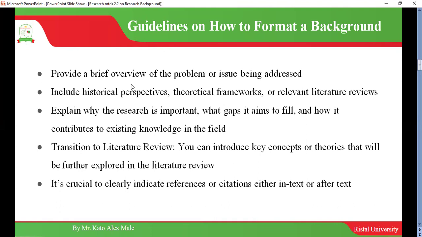It is crucial to clearly indicate references or citations, either in text or after the text. Like we've said, chapter 1 is to do with introduction, and once chapter 1 ends, you go to chapter 2, that is the literature review. So some of the concepts here in the background, it's okay to talk about them, but you can give just a brief overview, whereby the broad overview comes in the literature review.